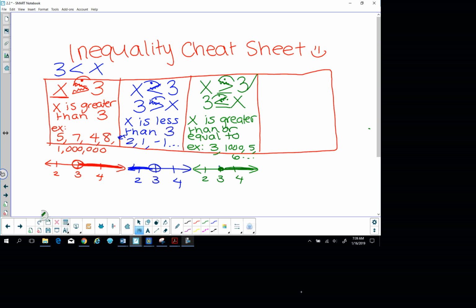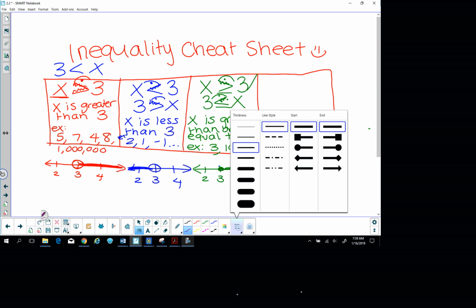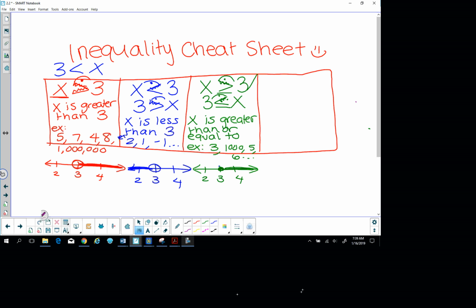Last one is right here. You can probably guess what it's going to be, and this is x is less than or equal to 3. Or it could be written like this. So no matter how you read it, the booty's pointed towards x. So that means x is less than or equal to 3.